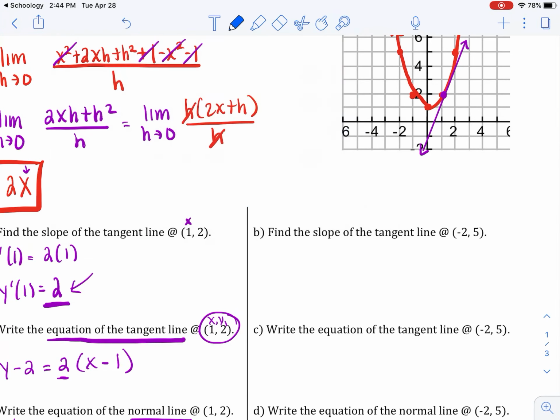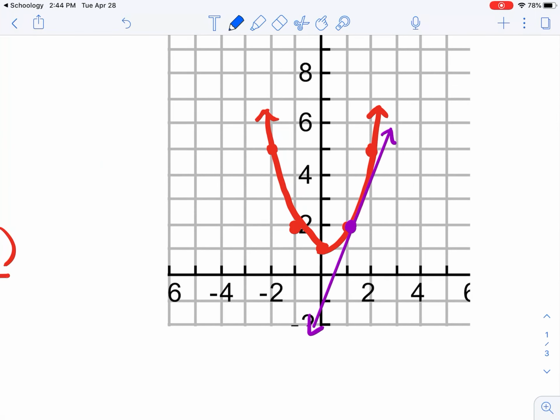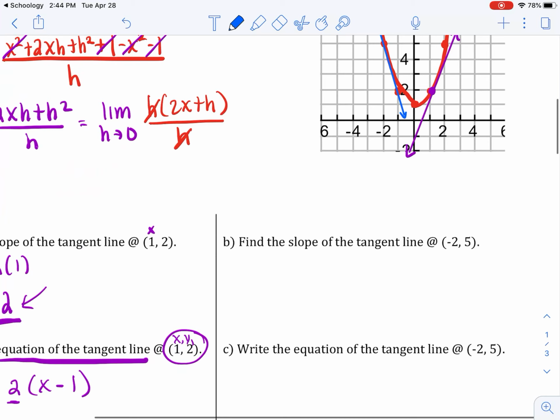Okay, same thing done here. So let me switch colors. Let's do blue. I want to find the slope of the tangent line at negative 2, 5. So negative 2, 5. Draw my line right there. Okay, so I want to find the slope of that line.